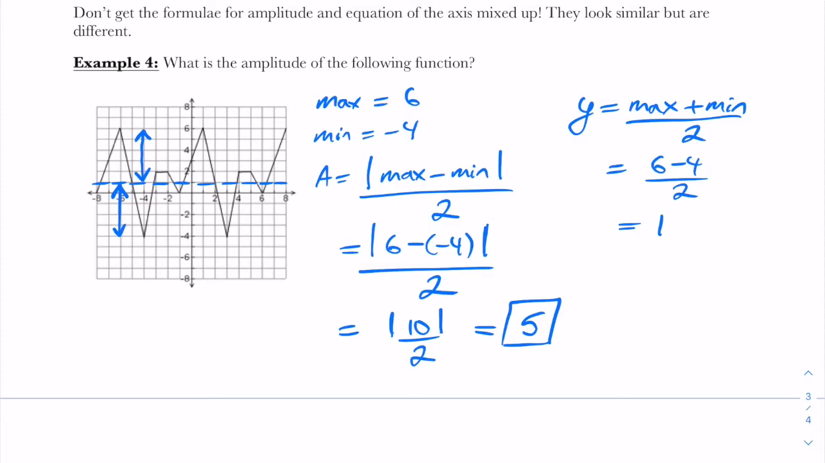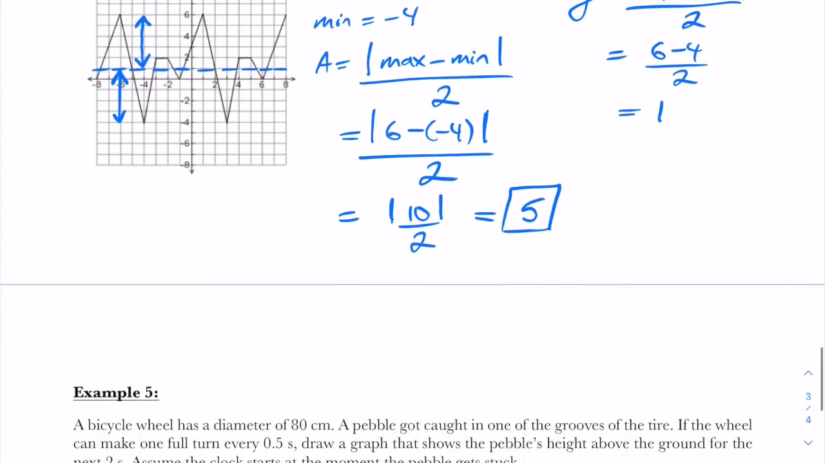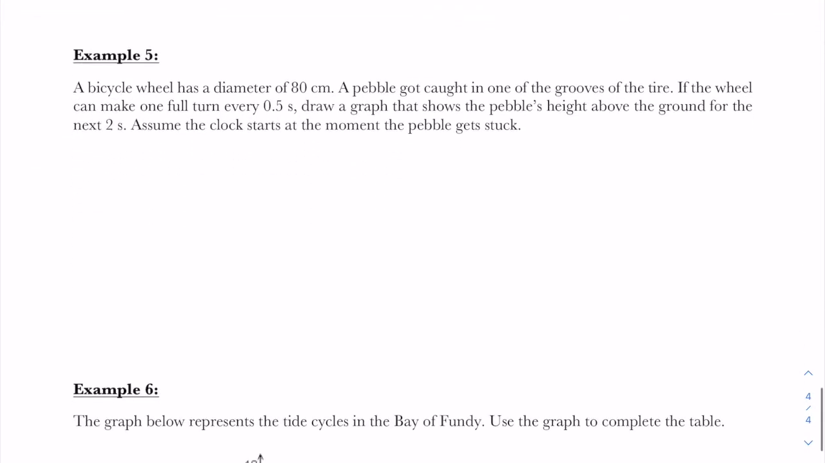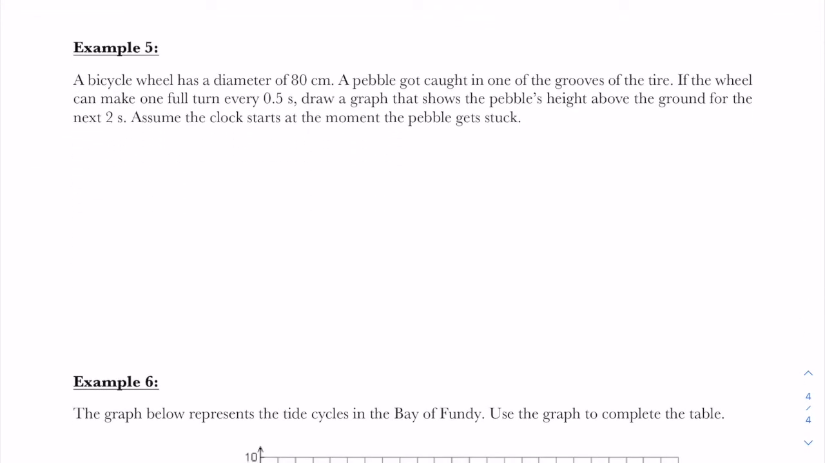All right, and I believe that's pretty much the lesson. So we're just going to do a couple more examples now to practice. And we actually have a very interesting one in example 5. This would be more of a thinking question. So let's take a look.